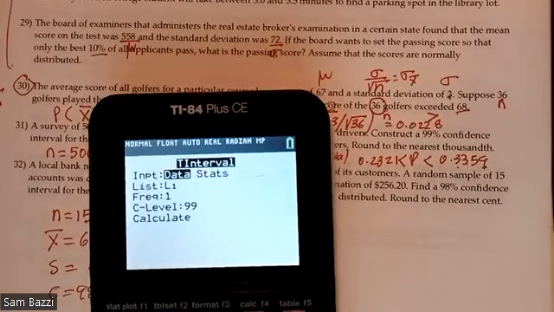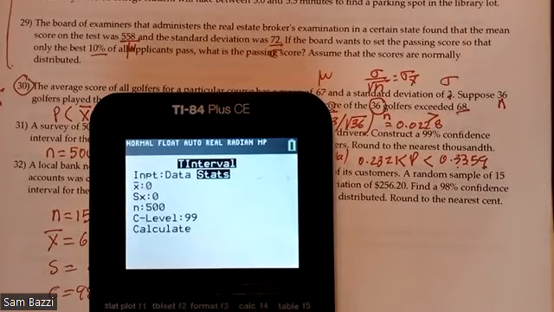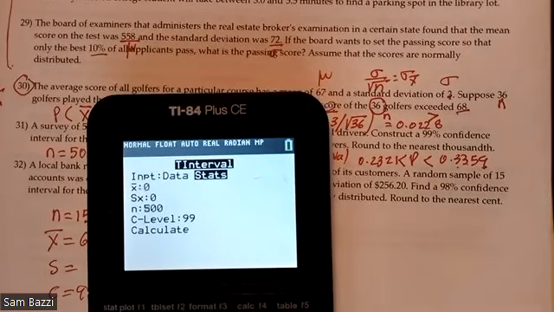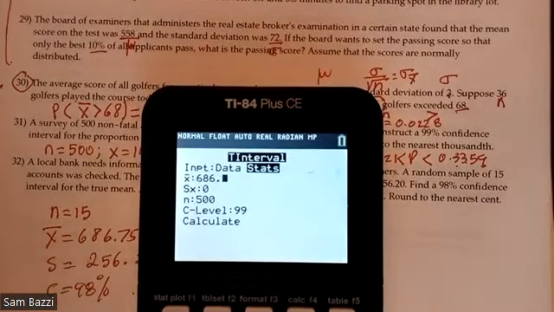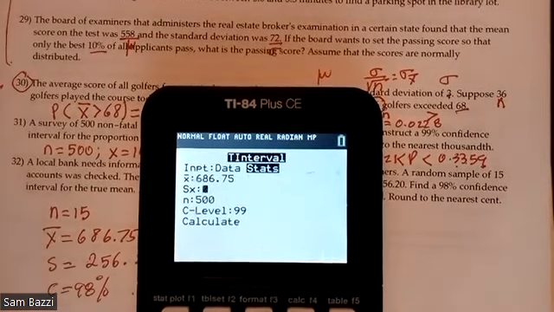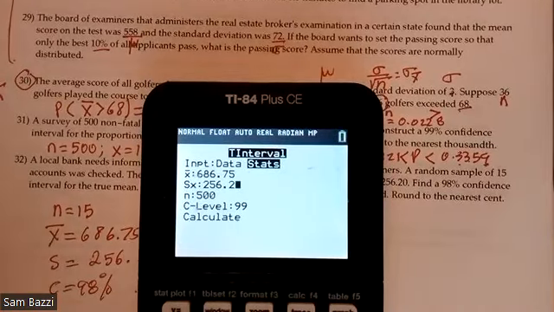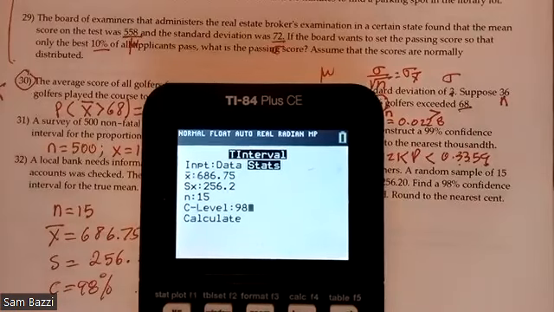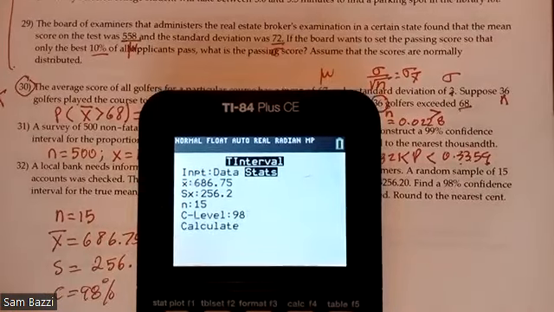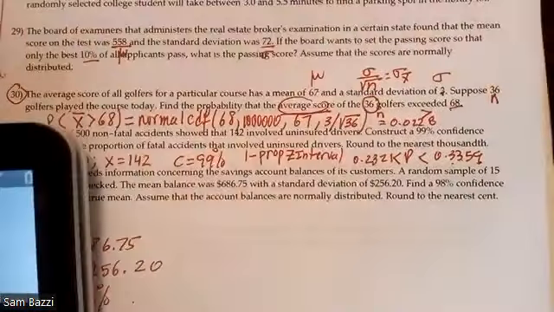And we don't have data, so we just select stats. And look, it's asking you for X bar, S, N, that's what we want. So X bar is 686.75. S is 256.20. N, guys, is 15. And don't forget the confidence level, which is 98. And then I'm going to hit enter. And there you go. This is an interval for the mean.